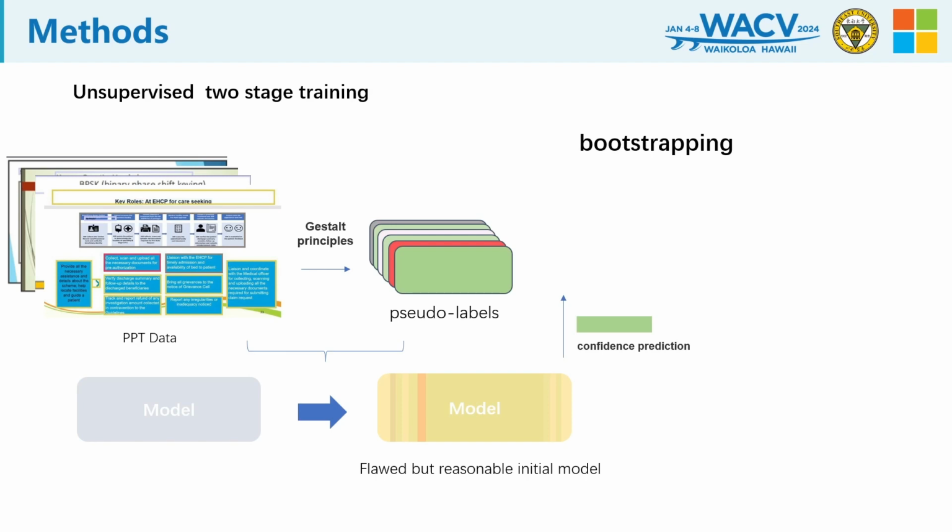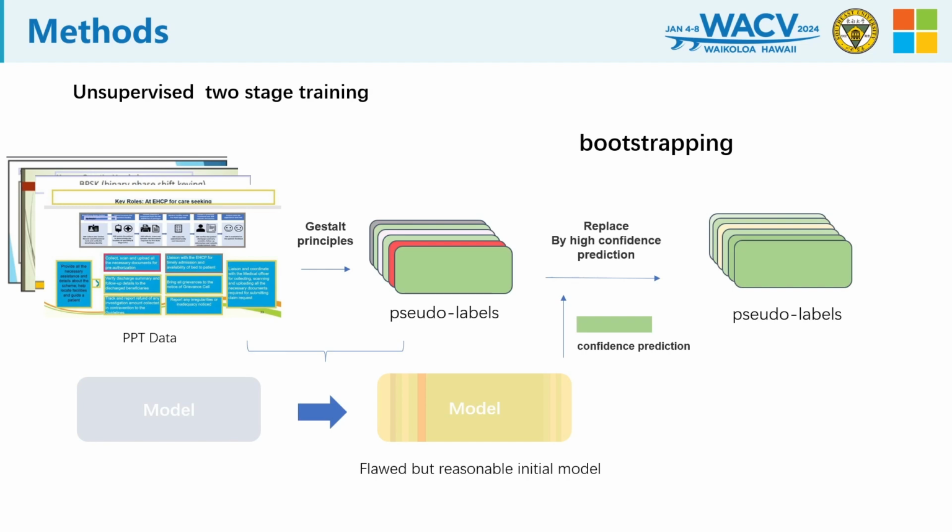After each training epoch, we evaluate the model's predictions. High-confidence predictions replace the original pseudo-labels with a confidence threshold. This approach proves effective for complex layouts and leverages large-scale unlabeled data for unsupervised training.